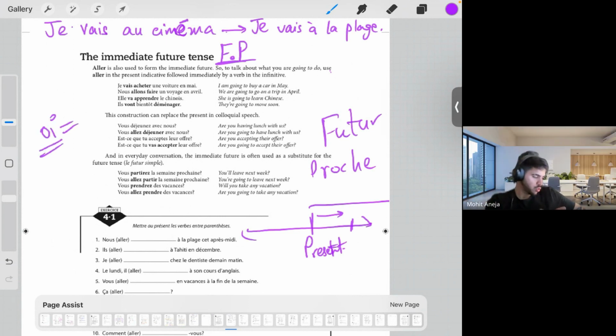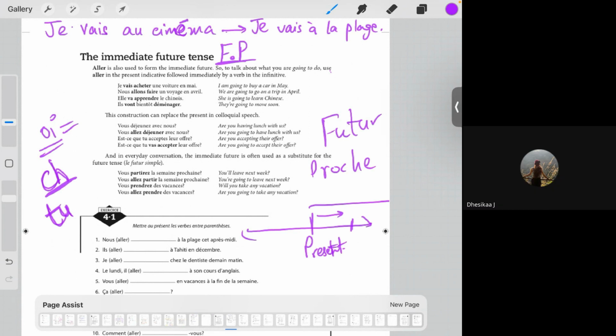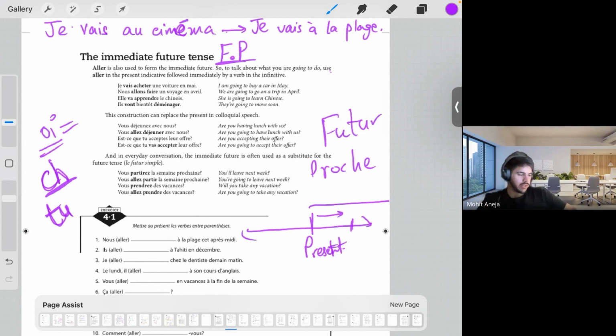Voiture. It is "ch". Chew. Voiture. Okay. Je vais acheter une voiture en septembre. Very nice. Okay.